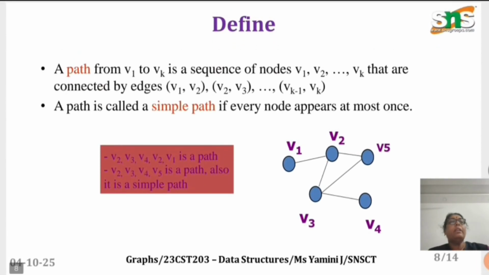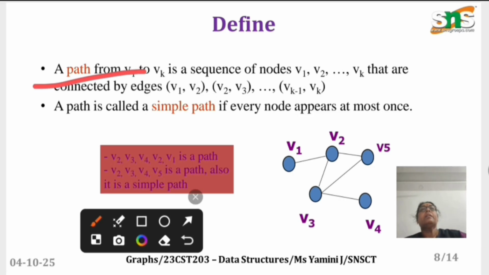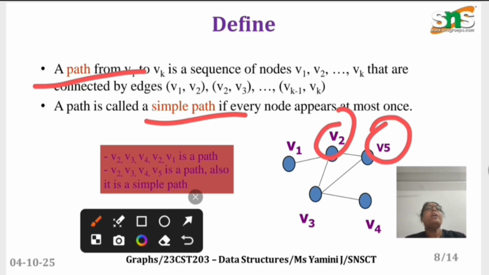Next one, path and then simple path. A path is a sequence of nodes connected by edges. If each node appears only once, we call this a simple path. For example, a path V2 to V5 without repetition is a simple path, very useful in problems like route finding.